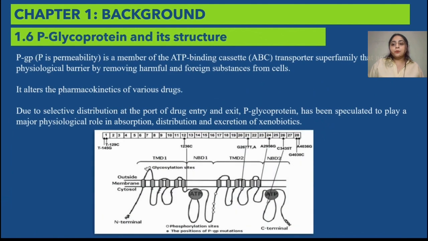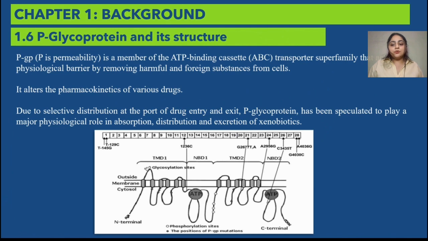PGP is P-glycoprotein, where P stands for permeability. It is a member of the ATP binding cassette (ABC) transporter superfamily, and it acts as a physiological barrier by removing harmful and foreign substances from cells. As they don't know that a drug is a useful substance, they will also throw it out as a foreign substance, where it can also alter the pharmacokinetics of various drugs, as I said earlier.